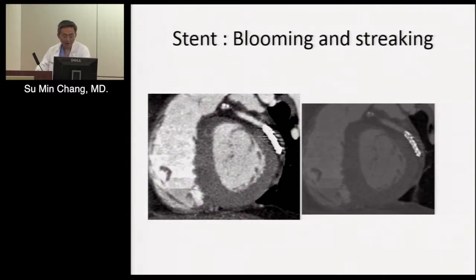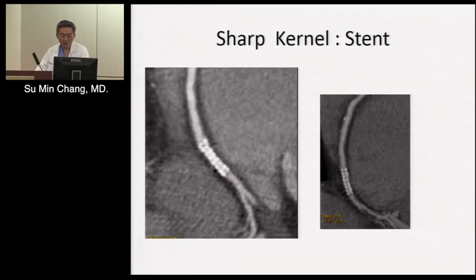Right? Anyway, stent is a similar issue. It's probably worse because sometimes the stent is very dense. It's all around the vessel, so it's not only one side. So again, sharp kernel helps.